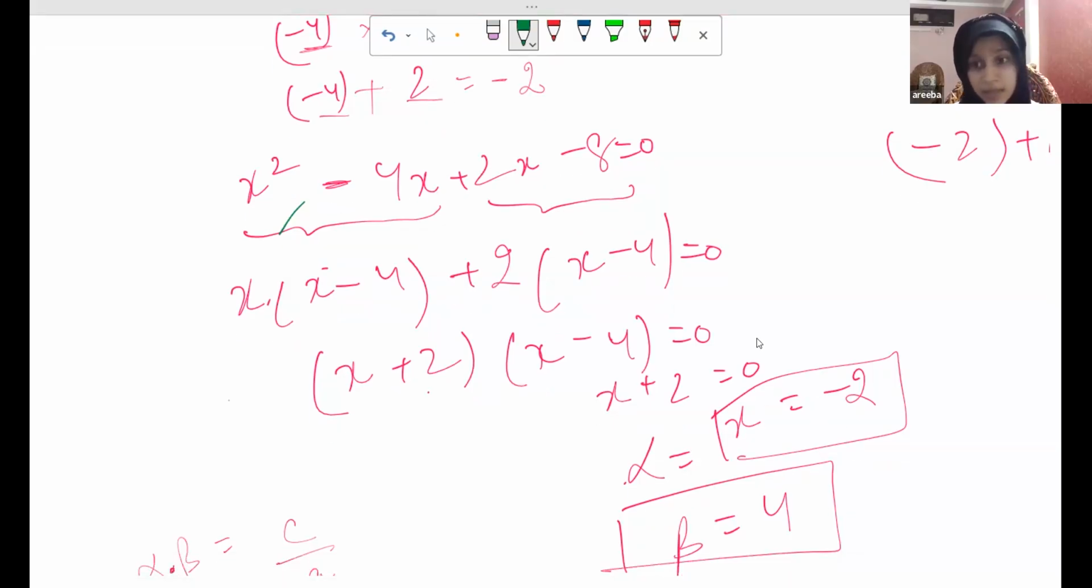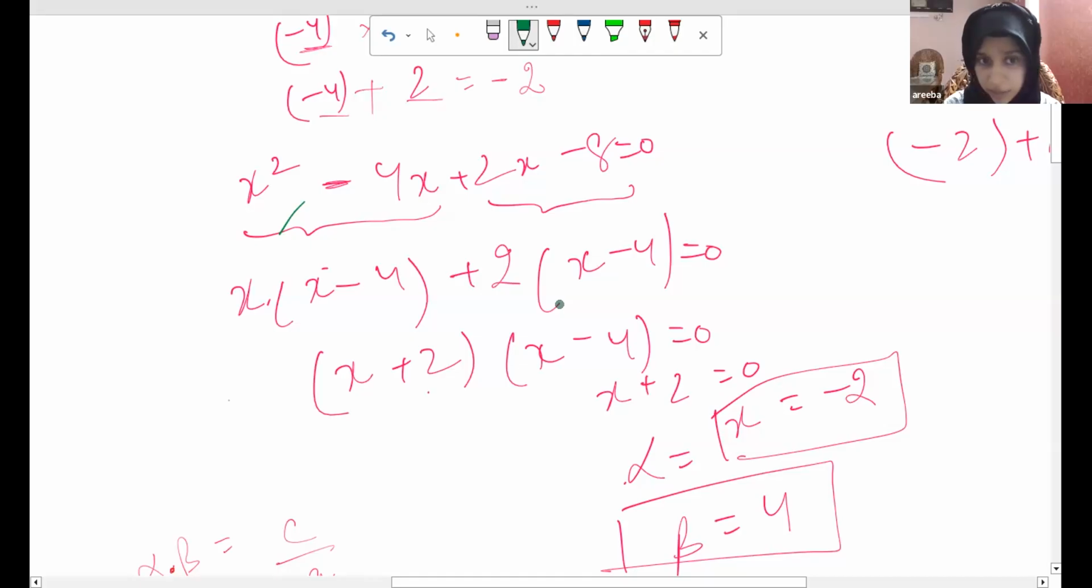Tell me. This is basic multiplication. The thing you just explained is very confusing. Which one? Which step? Tell me. I can repeat that. The overall sum, from where? From the x square is equal to 4x plus 2x minus 8 is equal to 0. From here.